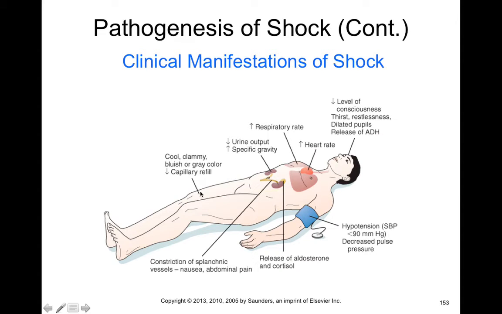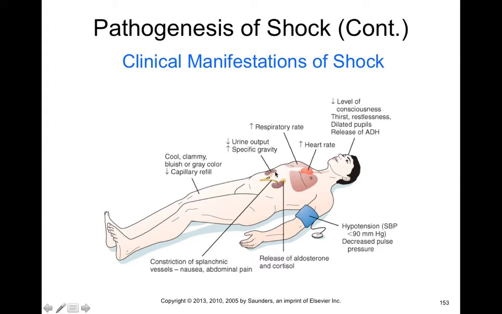Otherwise, at the skin level, what you'll see is cool, clammy, bluish or gray color skin. This is due to low perfusion of the skin, as well as diminished capillary refill. Like if you push on the skin, you'll see that sort of pallor that can result from pushing on that little skin area. Normally, that color will restore fairly rapidly, but under conditions of shock, you'll see diminished capillary refill due to low perfusion pressure.